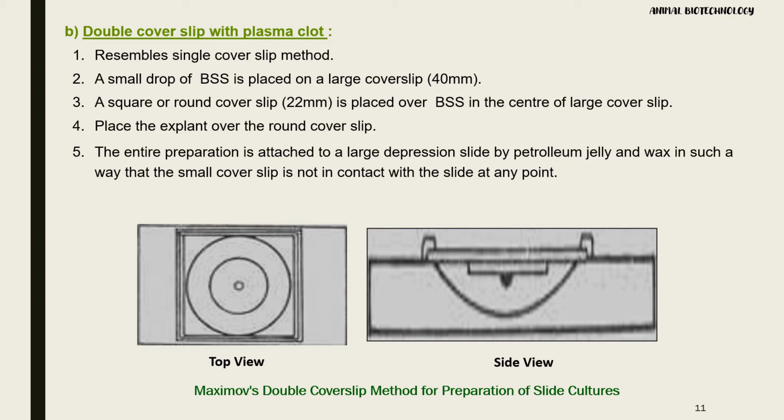A small drop of the balanced salt solution with the plasma is placed onto the large cover slip. Then on top of that, a square or a round cover slip is placed. The explant is placed over the round cover slip. The entire preparation is placed onto a large depression slide by petroleum jelly and wax in such a way that the small cover slip is not in contact with the slide at any point.